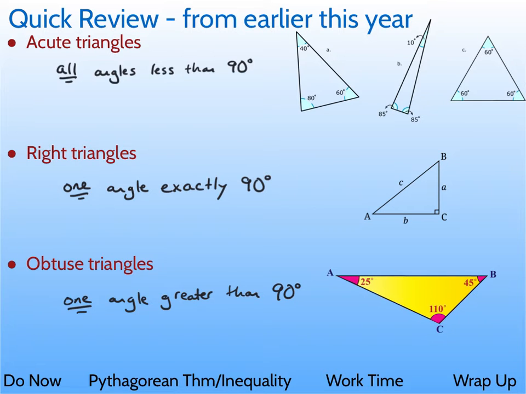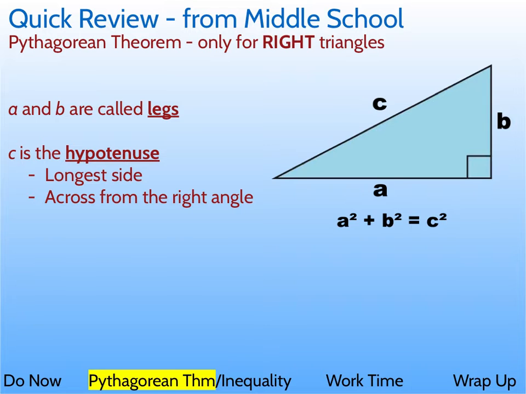So what we're doing today is, given any three side lengths whatsoever, you can tell me whether it's an acute triangle, a right triangle, or an obtuse triangle. Related to that, we also are going to review the Pythagorean theorem a little bit, which should be some review from middle school. You should have seen this before.